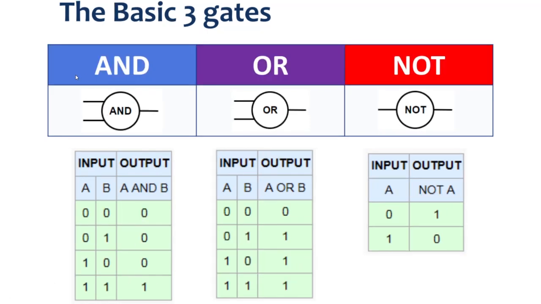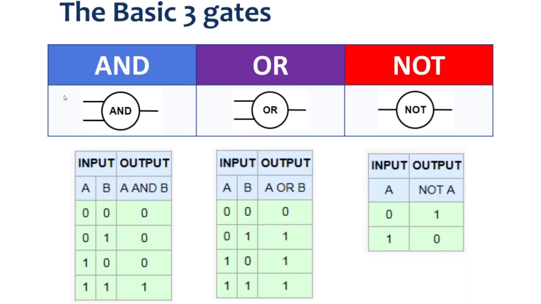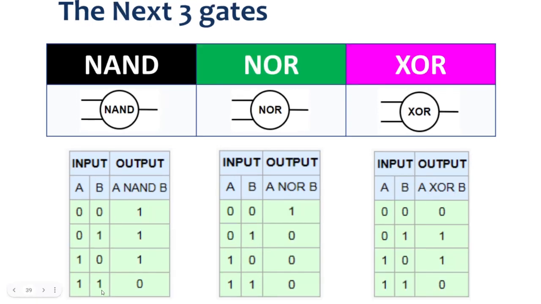So AND and NAND are completely the opposite. In AND, both inputs have to be 1 for the output to be 1. In NAND, if both inputs are 1, the output will be 0. Let's move on to the next one, which is NOR. That is NOT OR.